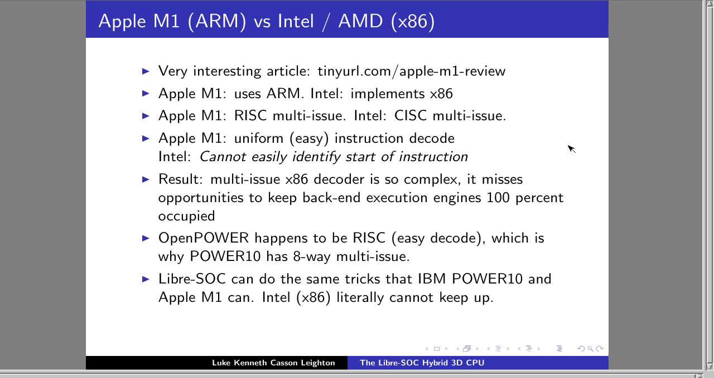All right. Now, OpenPOWER happens also to be RISC. It used to be 32-bit only, which is dead simple, right? But now they've gone to 64-bit. But you can use an adaptation of carry look ahead to still identify the start of the instructions, and consequently, this is why Power 10 has 8-way multi-issue. It's a monster, right? Just like the M1. Those 8 execution engines can be kept 100% occupied. Whereas in x86, they'll be lucky if they get 4 instructions at the decode phase. So Libre-SOC can do these same tricks that IBM Power 10 and Apple M1 can, but Intel x86 literally cannot keep up.